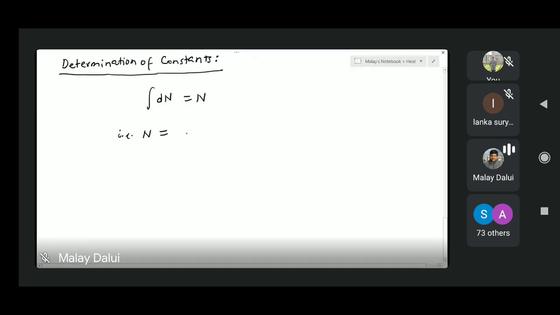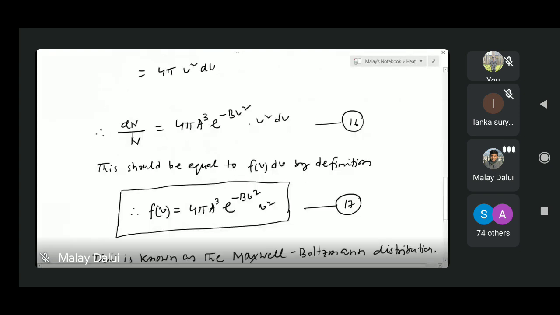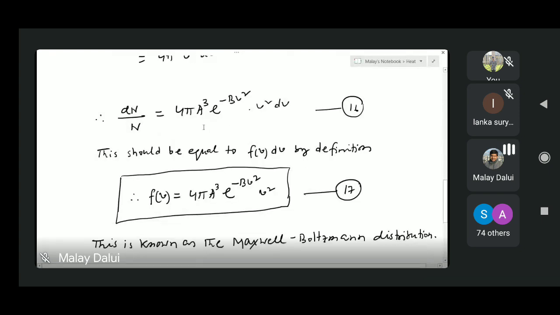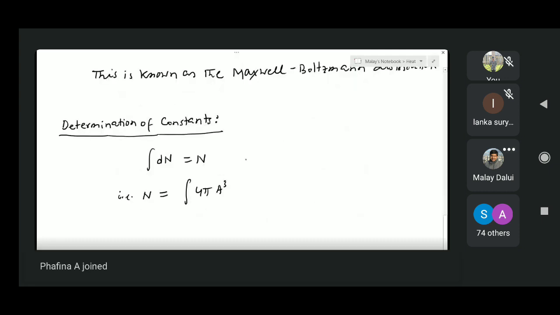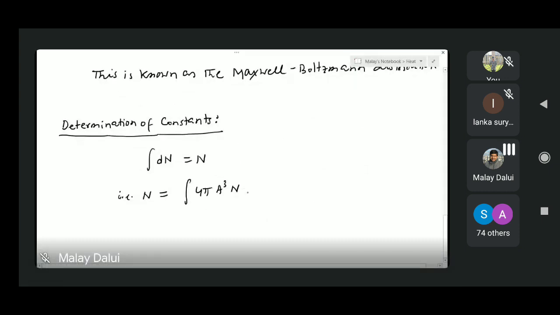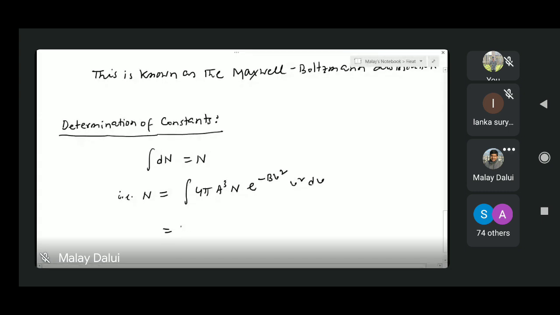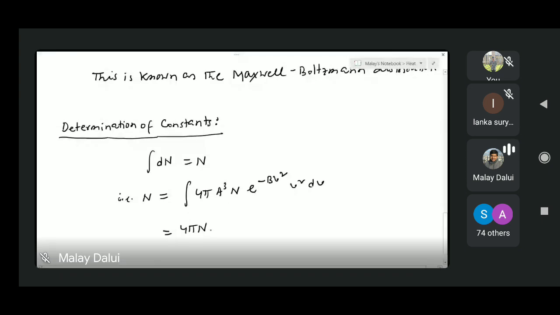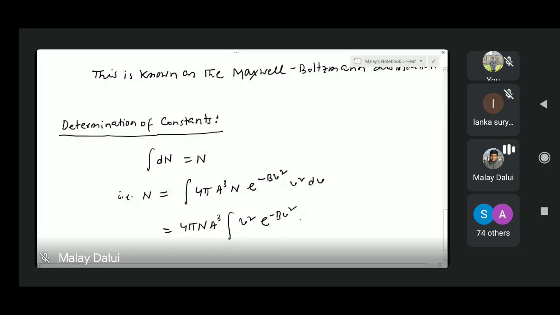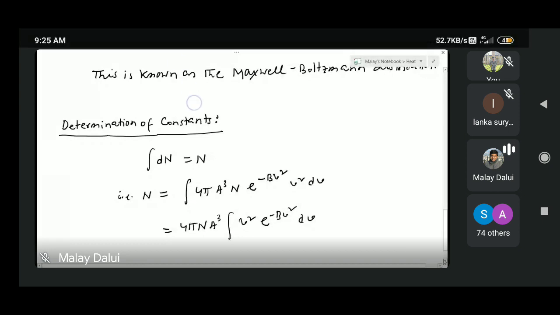So n should be the integral of dn. dn is nothing but the integral of 4 pi n a cube e to the power minus b v square dv. I can take this quantity outside of the integral, 4 pi n a cube. Then I have v square, e to the power minus b v square dv. I have to evaluate this integral.